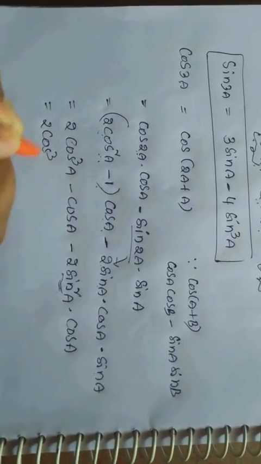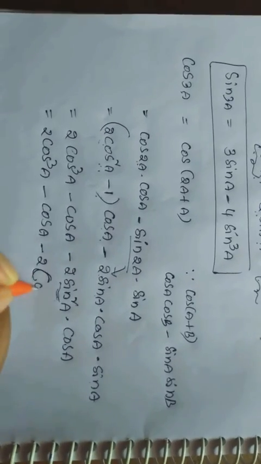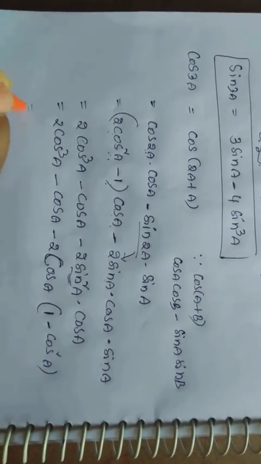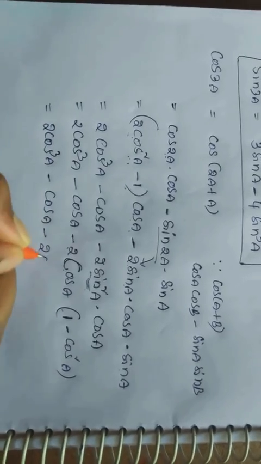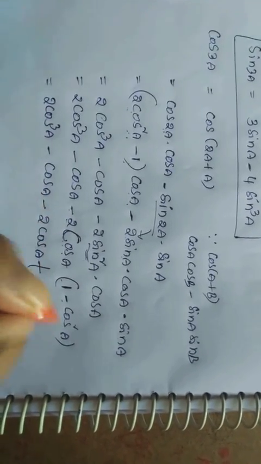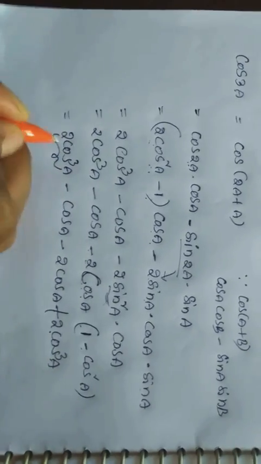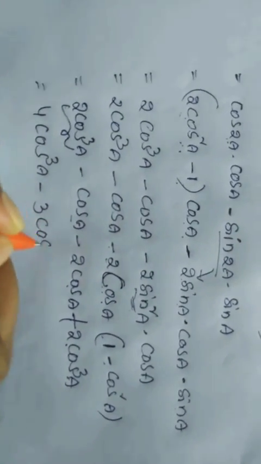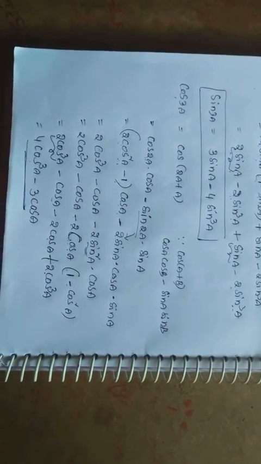So 2 cos cube A minus cos A, minus 2 cos A into sin square A, we can write as 1 minus cos square A. So 2 cos cube A minus cos A minus 2 cos A into 1, minus 2 cos A into minus cos square A. So we will get plus 2 cos A into cos square A, 2 cos cube A. So 2 cos cube A plus 2 cos cube A will become 4 cos cube A, minus cos A minus 2 cos A, minus 3 cos A. So this is the proof of cos 3A is equal to 4 cos cube A minus 3 cos A.